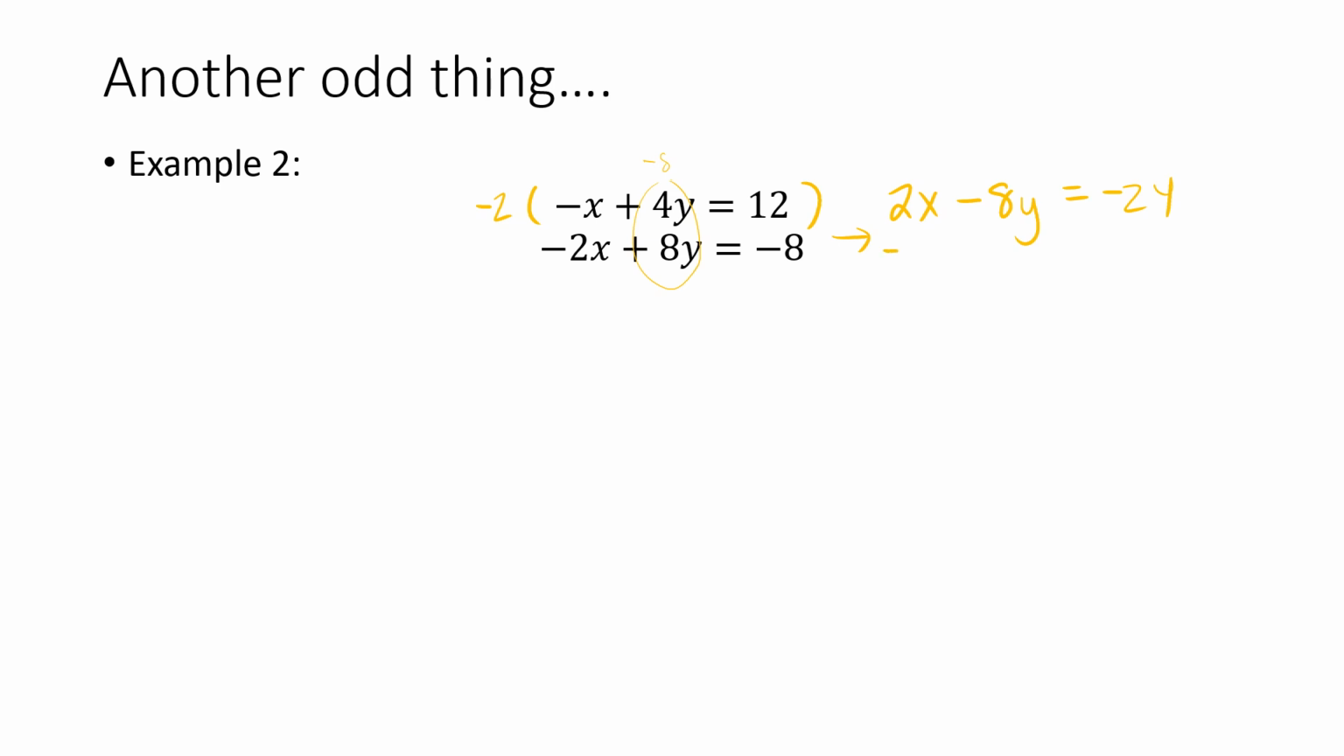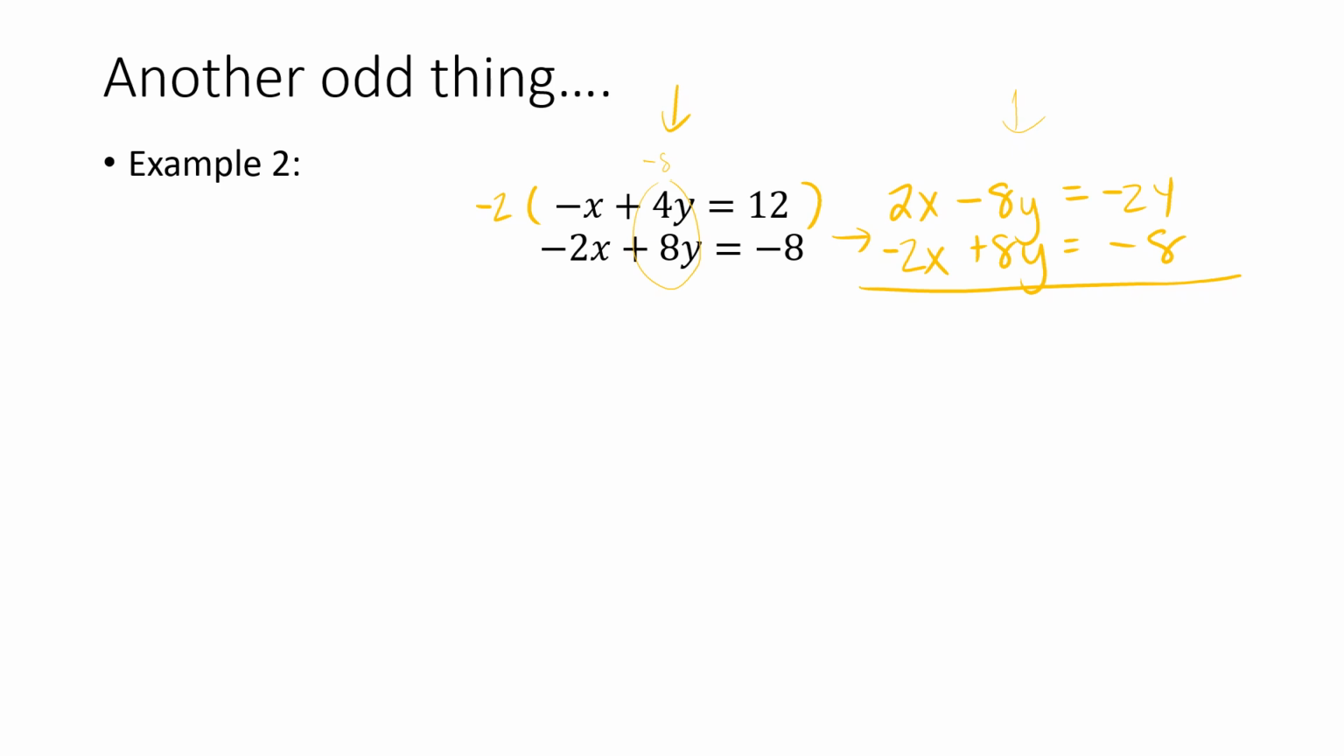And then coming down here, we have negative 2x plus 8y equals negative 8. And then you'll see the weird thing that's going to happen. I wanted to eliminate the y's. That was kind of the thought process that I went through. And what you notice happens is I'm also eliminating the x's.